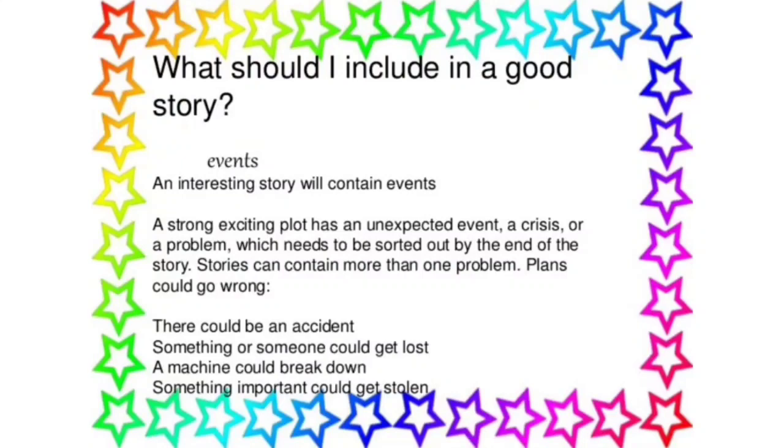Now, what should I include in a good story? Events. An interesting story will contain events. An exciting plot has unexpected events, a crisis, a problem, and stories can contain more than one problem. Plans could go wrong. There could be an accident, something or someone could get lost, a machine could break down. That provides a turning point.